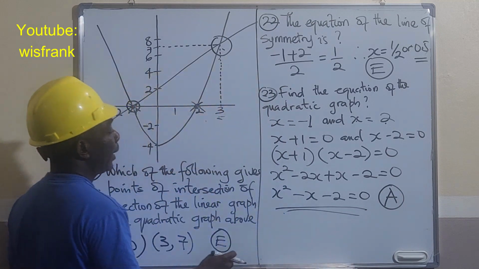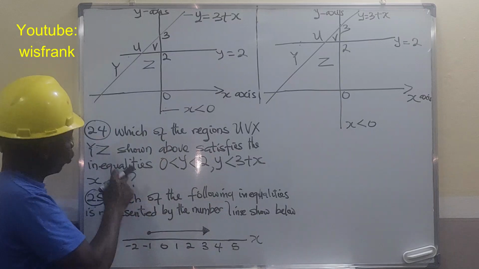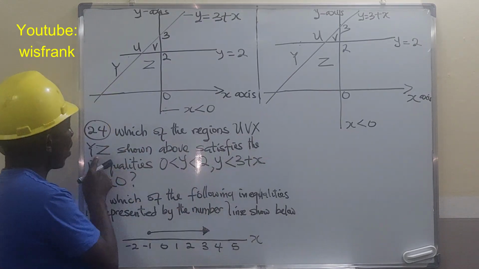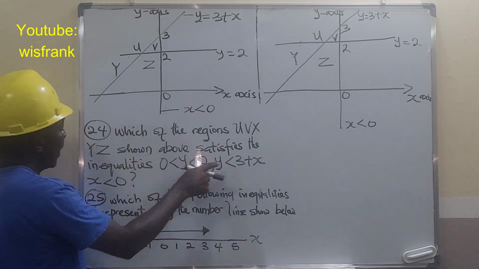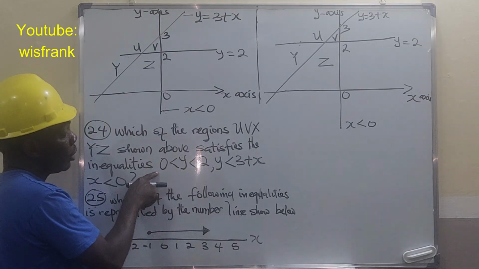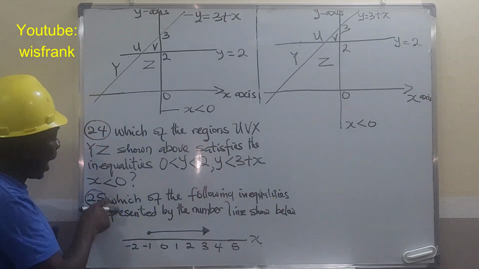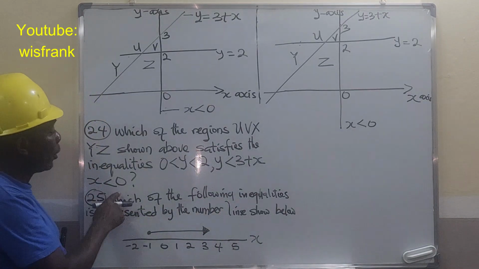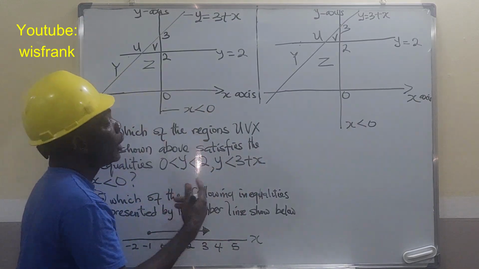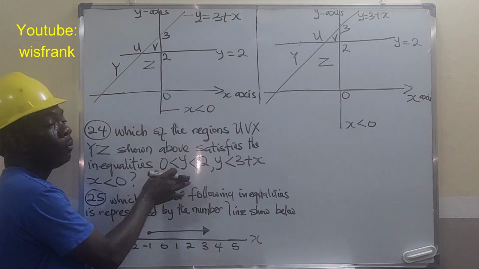The next one, 24, we need to clean this. We have this graph sheet for 24, and it says which of the regions U, V, X, Y, Z shown above satisfy the inequalities. The inequalities are y is greater than 0 and less than 2, y is less than 3 plus x, and x is less than 0. Here we duplicated this diagram to use the shading method to see the region that satisfies these inequalities.